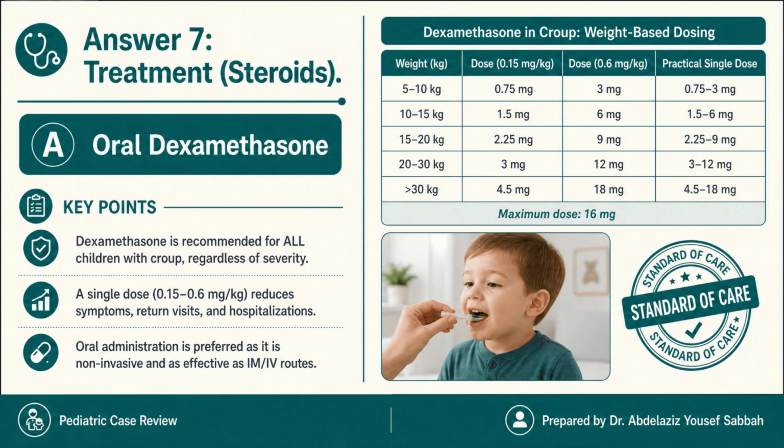Dexamethasone is recommended for all children with croup regardless of severity, including mild cases. A single dose at 0.15 to 0.6 milligrams per kilogram has been shown to reduce symptom severity, reduce return visits to the emergency department, and decrease hospitalization rates. Oral administration is preferred because it is non-invasive, well tolerated by children, and is just as effective as the intramuscular or intravenous routes. The maximum single dose is 16 milligrams. The long half-life of dexamethasone, around 36 to 54 hours, makes a single dose sufficient to cover the typical course of the illness.